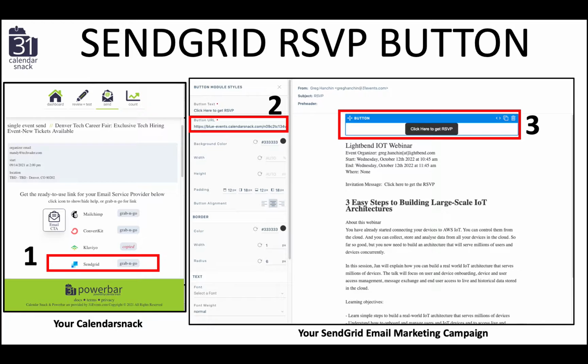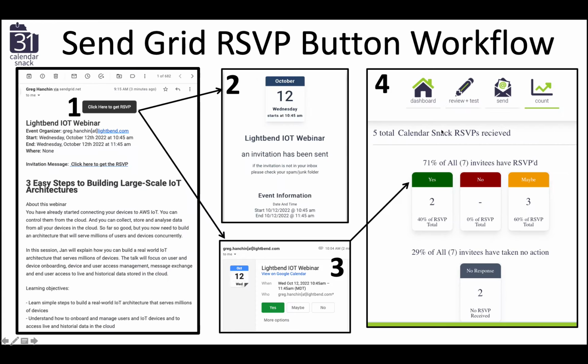So step one with SendGrid, let's dive in. You're going to grab your code here. It's a grab and go button. That is an API. You're going to insert it into the SendGrid marketing template, as in step two right here. You're going to hit save, and then you're going to send out your RSVP campaign via SendGrid's email marketing campaign engine. This here is a created call to action button. You could metaphorically use any terms here. I put in click here to get the RSVP.